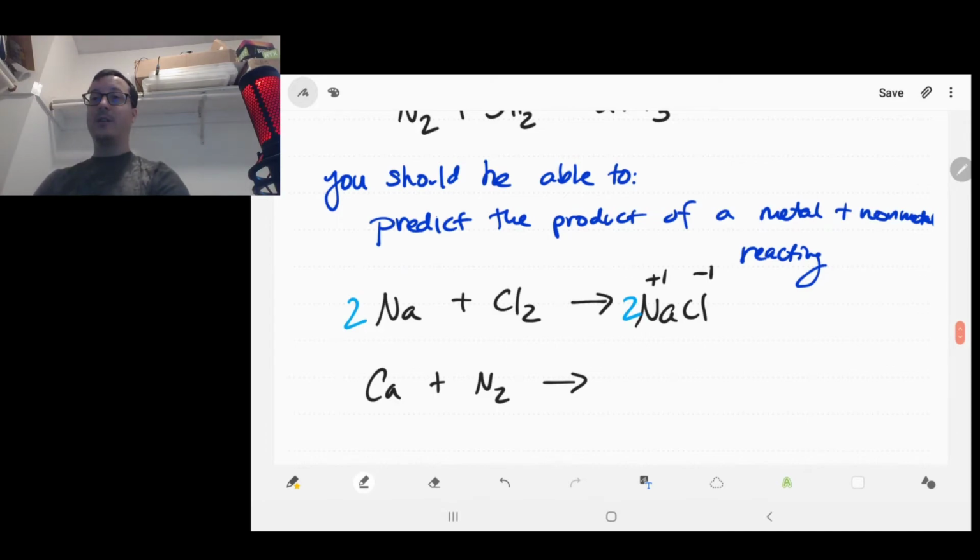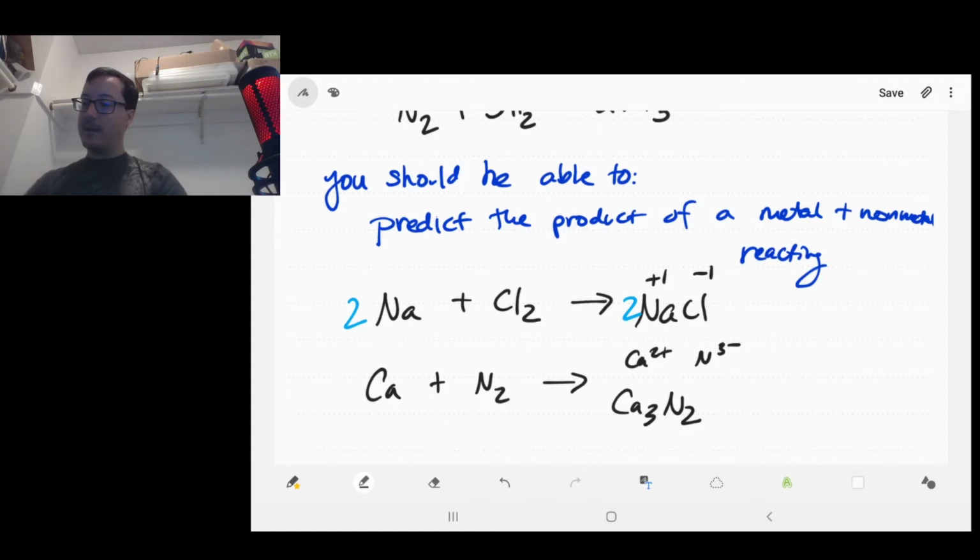calcium and nitrogen, you should be able to say, okay, well, calcium I know takes +2. Nitrogen I know takes -3. Crisscross those. I'm just going to write them here. Yes, remember those are the preferred charges. Crisscross them. You get Ca3N2, calcium nitride.